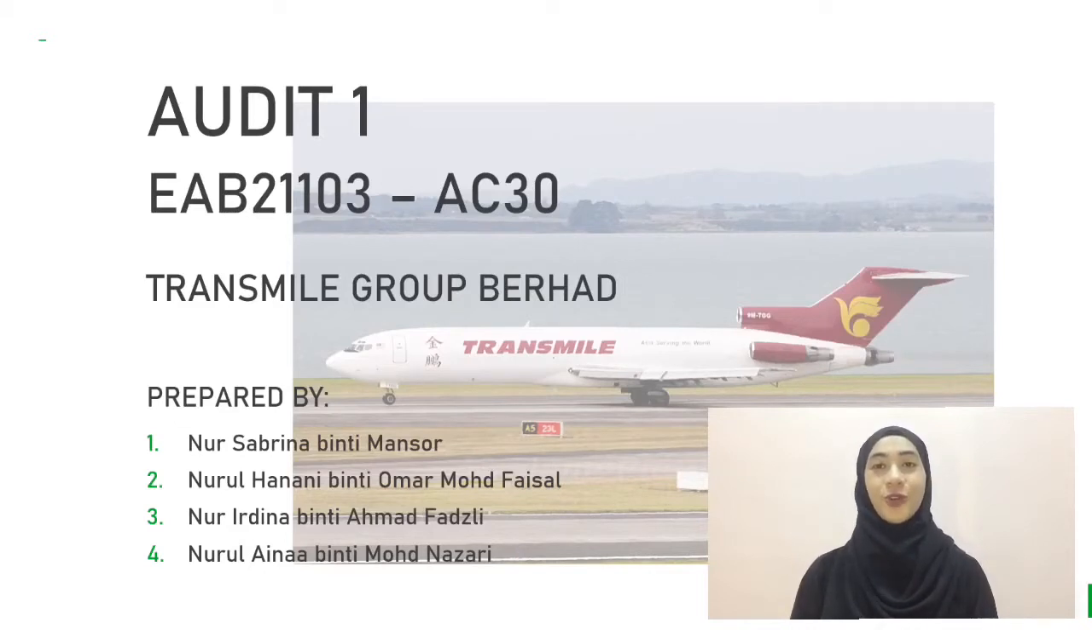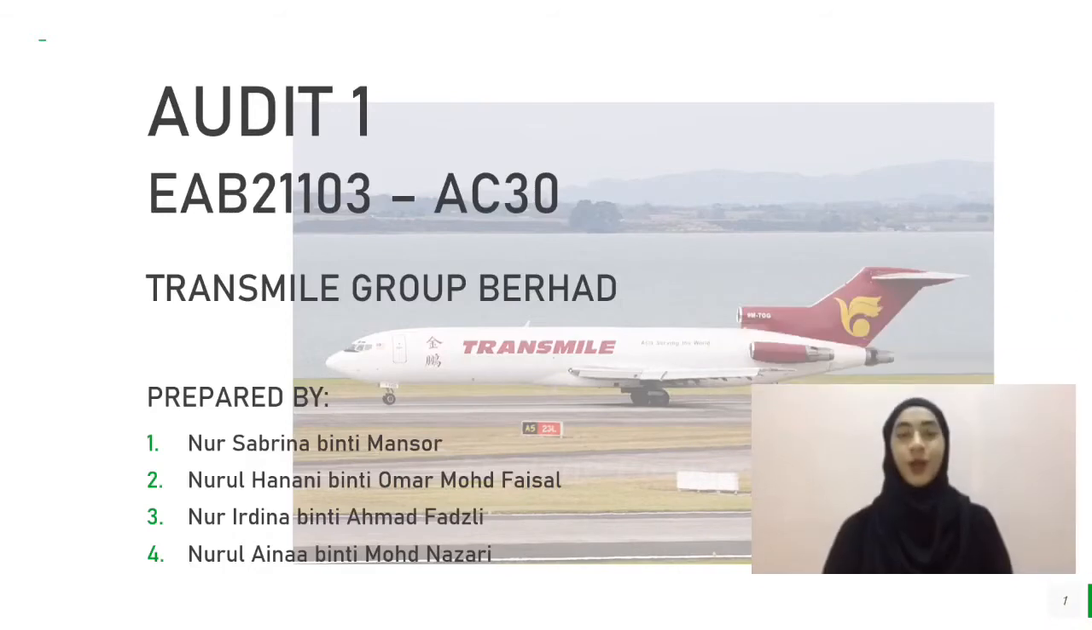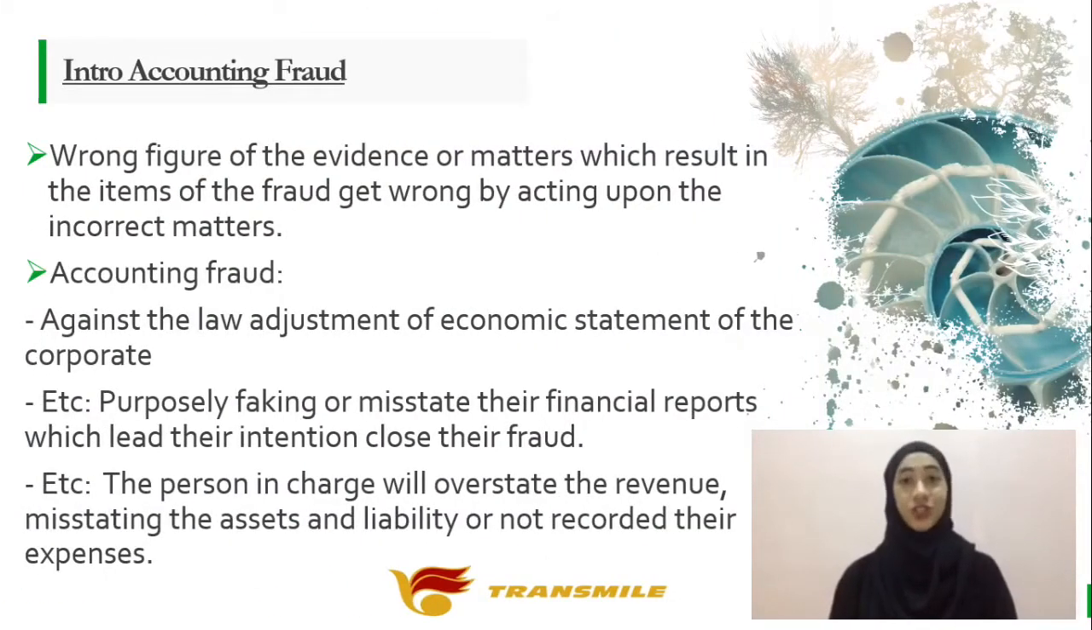So today, Group 4 that consists of Sabrina, Nurul Hanani, Irdina and myself, Nurul Ainaa, will present the case study on accounting fraud of a company, which is Transmile Group Berhad. Moving on to the first part, introduction. In the first part of the introduction, I'm going to explain accounting fraud.